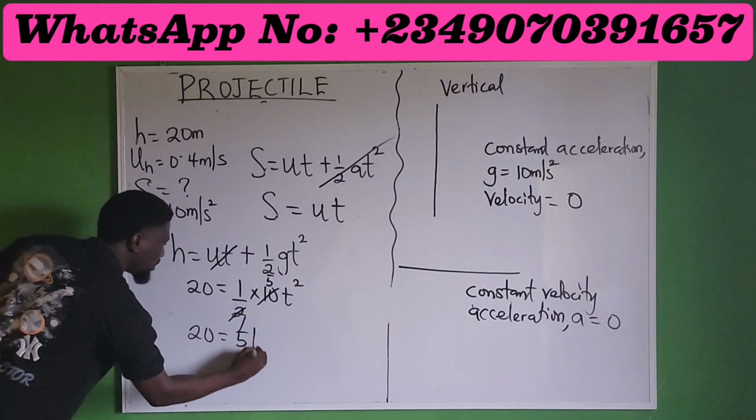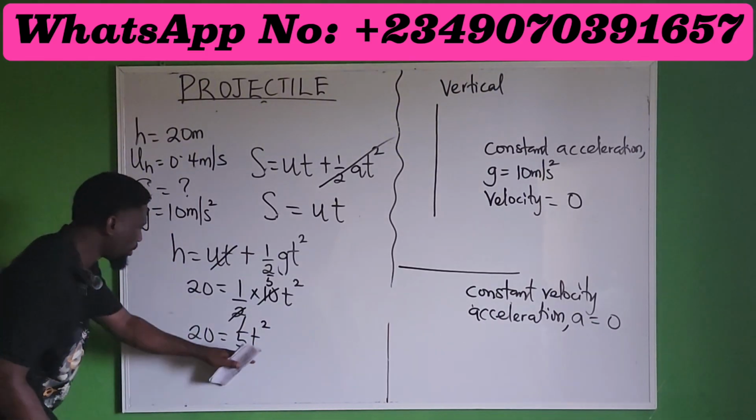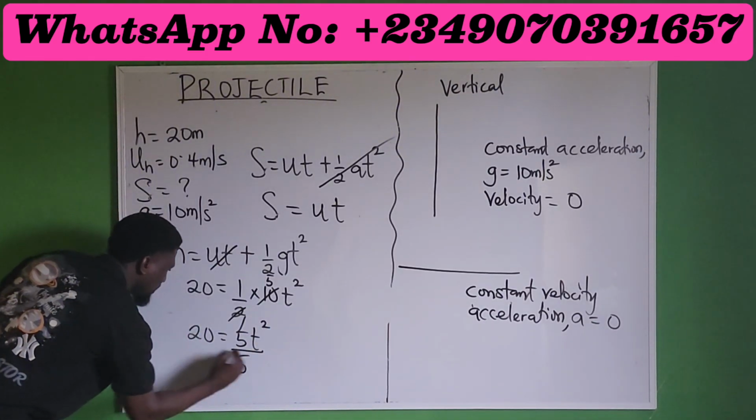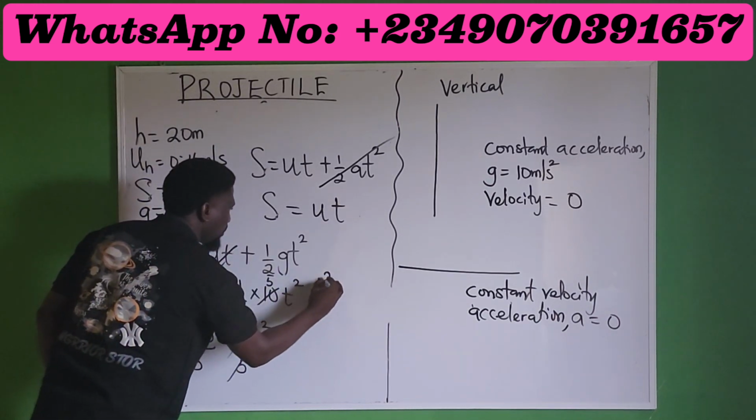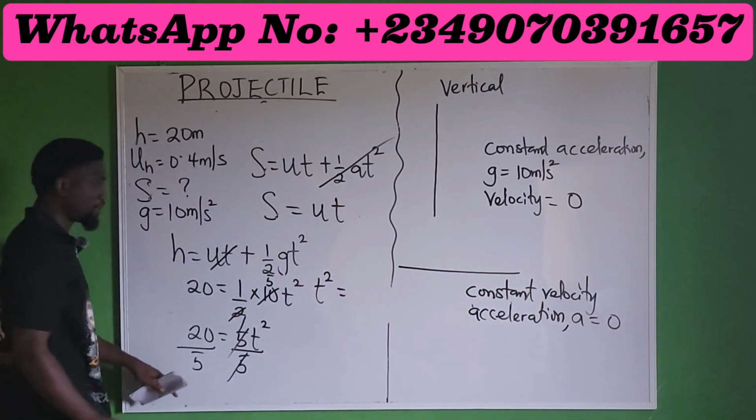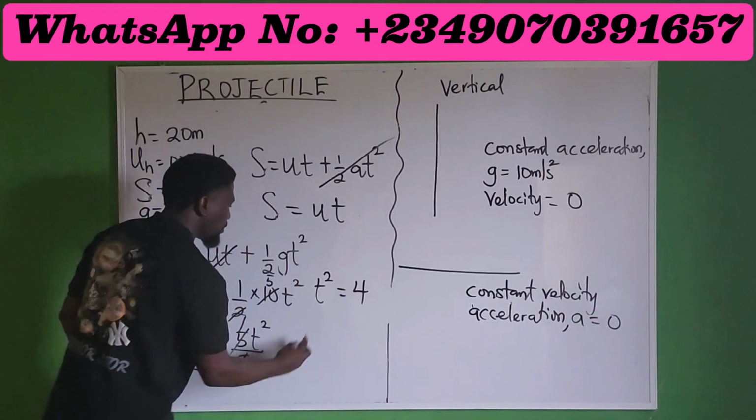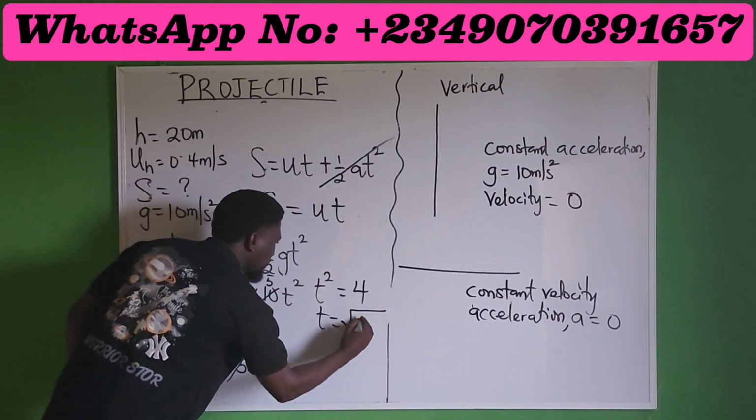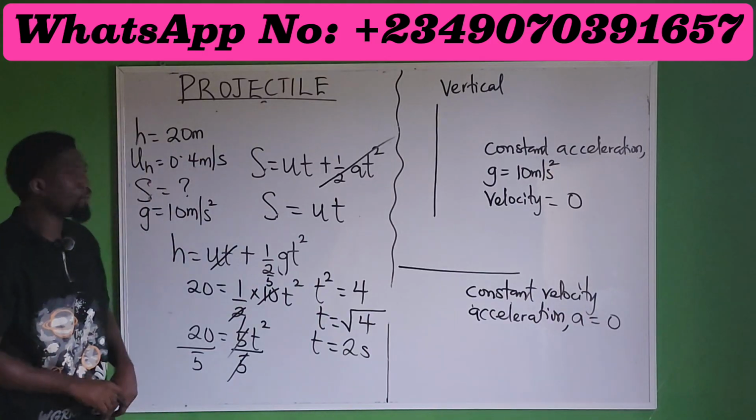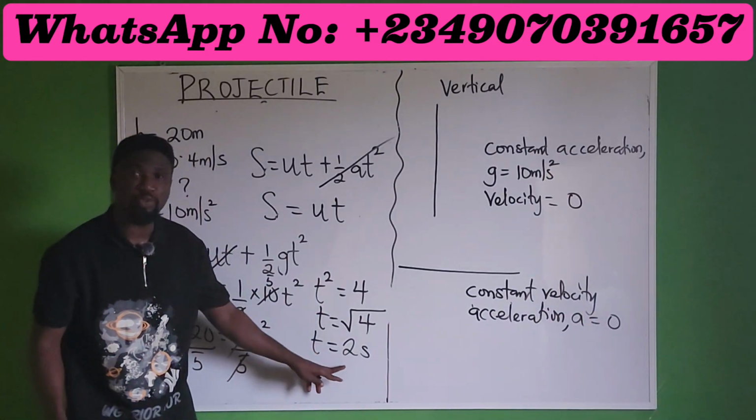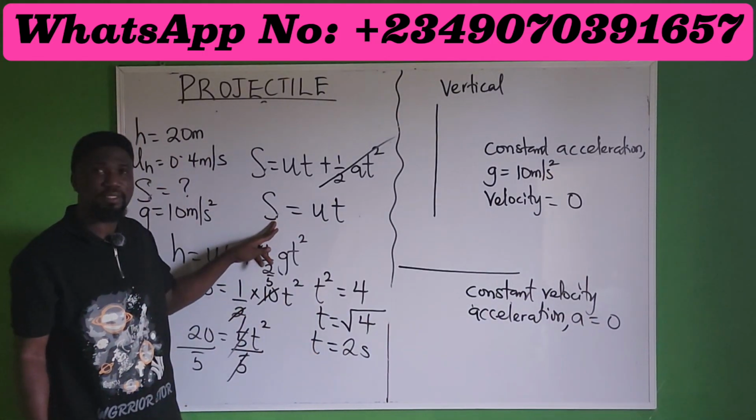That is 5t squared. So looking for t squared now, divide both sides by 5. So t squared is equal to 20 divided by 5. That will give us 4. So t is the square root of 4. T is 2 seconds. So having gotten t to be 2 seconds, now let's get s.